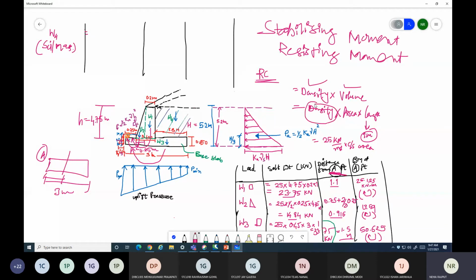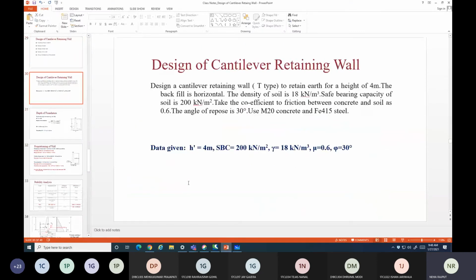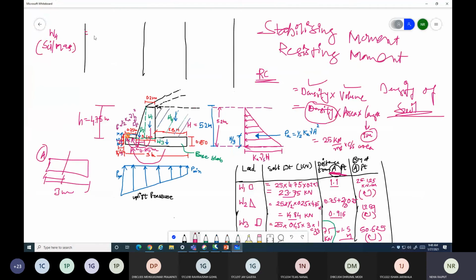Now here density of soil you need to consider, not the reinforced concrete element. So in your data, the density of soil is given as 18 kilonewton per meter cube. So here this will be your 18. Don't write 25 in soil mass calculation because that will make your full calculation wrong. Right. So this 25 because this element are made up with the reinforced concrete, but this W4 is the weight of the soil mass or backfill. So 18 is the density into area.